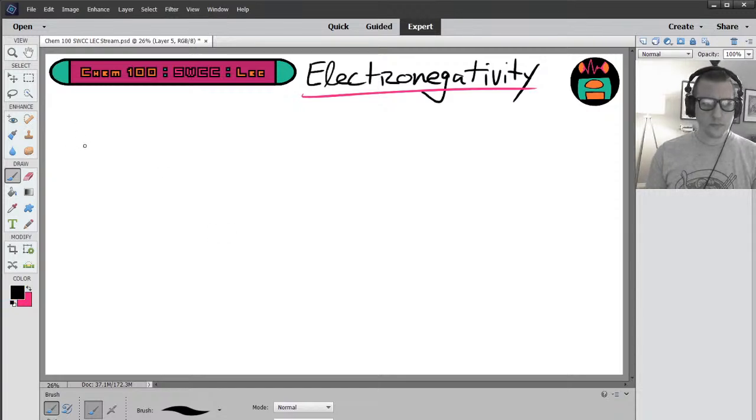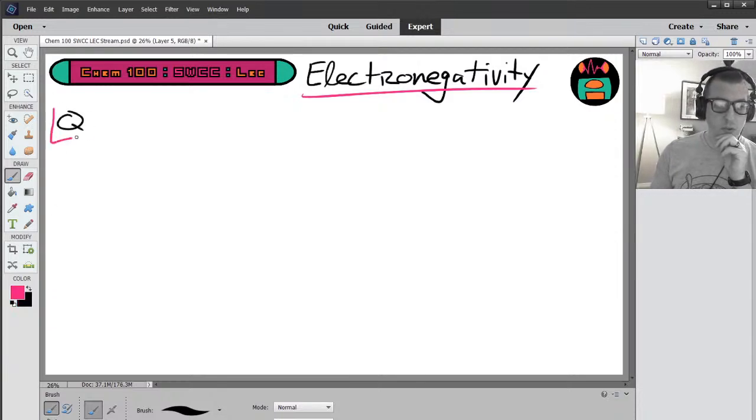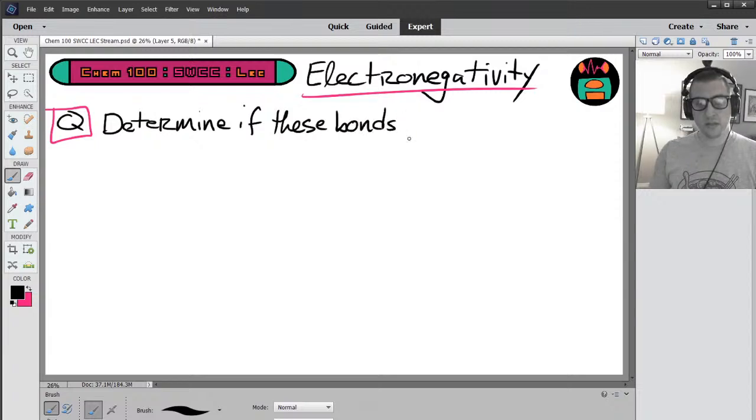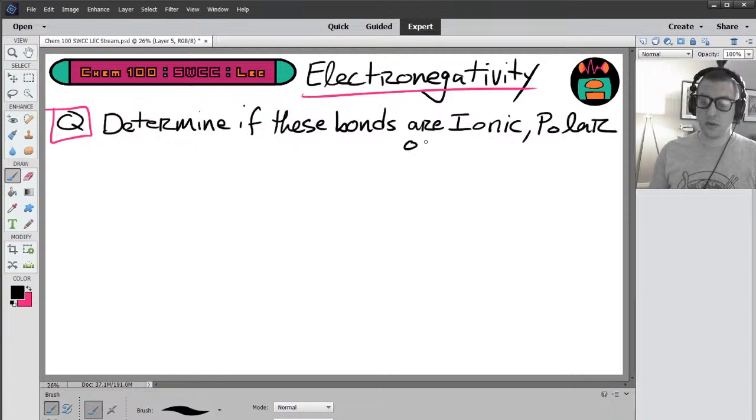All right, so if you were asked the following question: determine if these bonds are ionic, polar, or covalent.